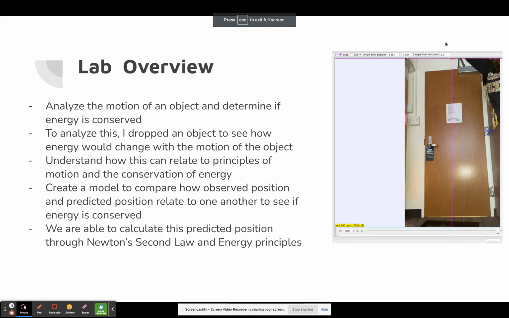For this lab, I analyzed the motion of a dropped object and determined how energy is conserved throughout. To analyze this, I dropped an object, extracted position points, and then plugged them into a GlowScript code to get how observed position and predicted position relate to one another and to see if energy is conserved. To do so, I used Newton's second law and energy principles.